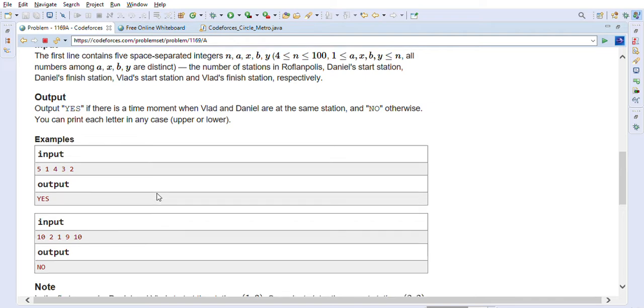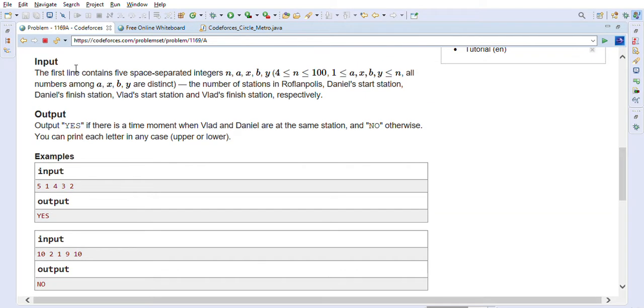So they have given us input, so let's go through it quickly. The first line contains 5 space separated integers n, a, x, b, y. So n is the number of stations, 5, right? And 1 is the station where Daniel will board the train. At the 4th station he will get out of the train, and Vlad will board the train at station 3 and he will get out of the train at station 2, correct? So that's what the inputs are that are given to us. Now we have to output yes if there is a time moment when Vlad and Daniel are at the same station. If there is no moment like that, we have to output no.